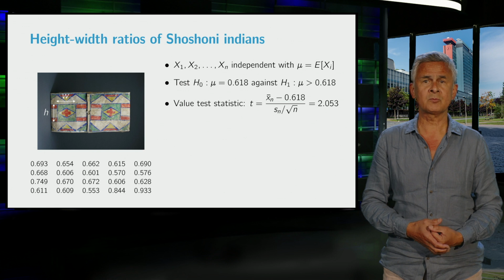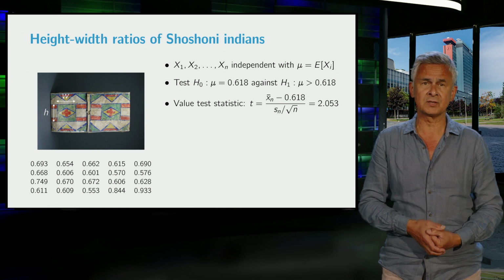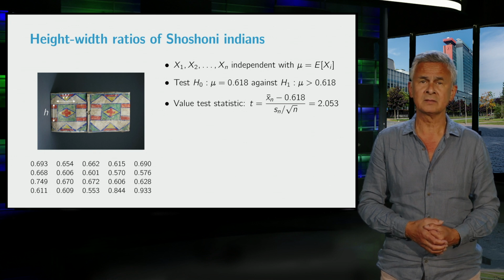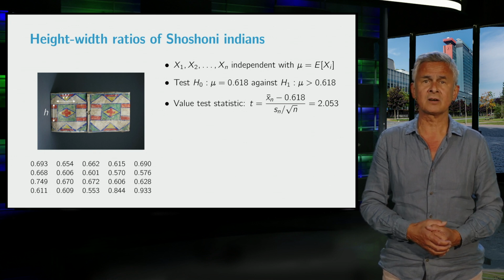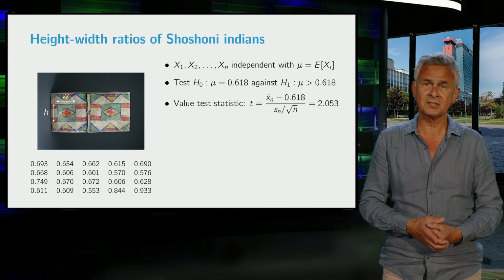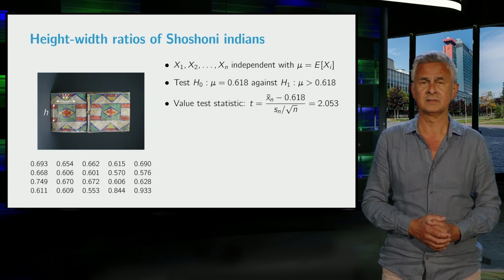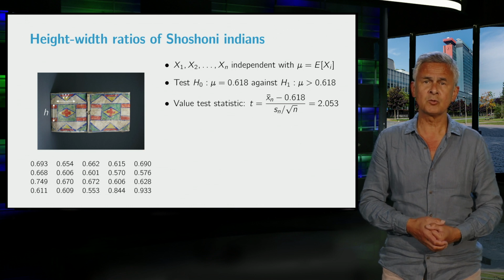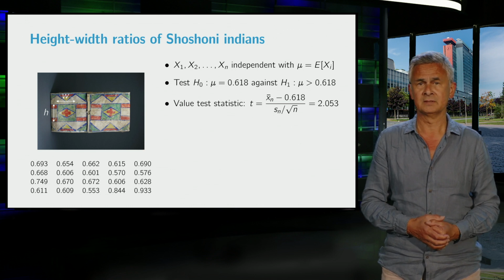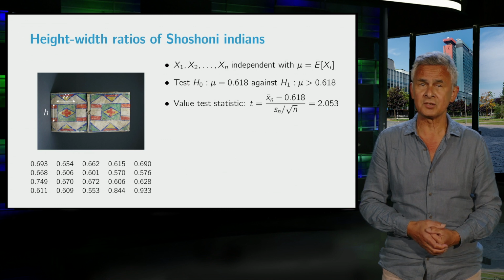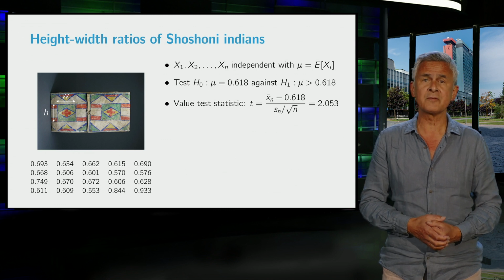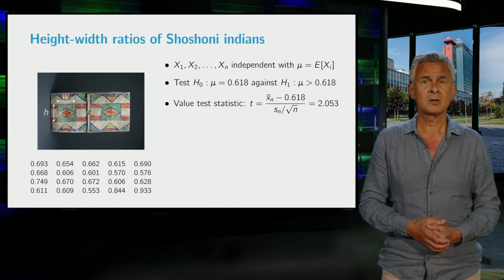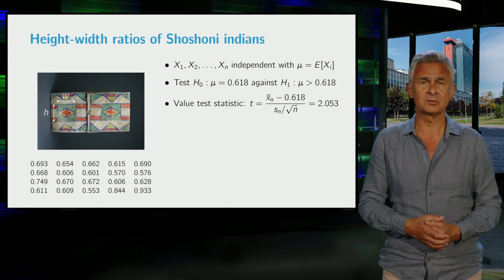As test statistic, we use (X bar minus 0.618) divided by Sn over square root n, where X bar and Sn are the sample mean and sample standard deviation of the Xi's. Now the value of the test statistic for the dataset is 2.053. This is clearly larger than 0, and as such, it is in favor of the alternative hypothesis. But the question is whether it is large enough to reject the null hypothesis.